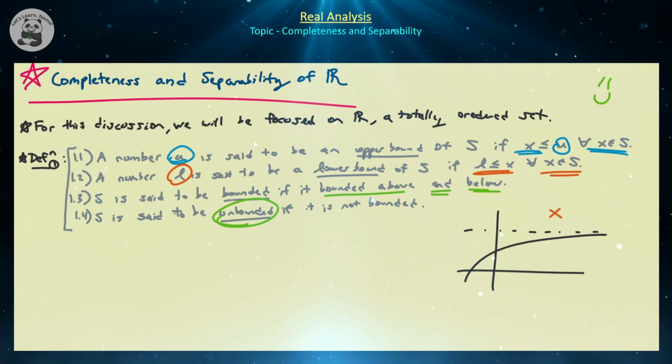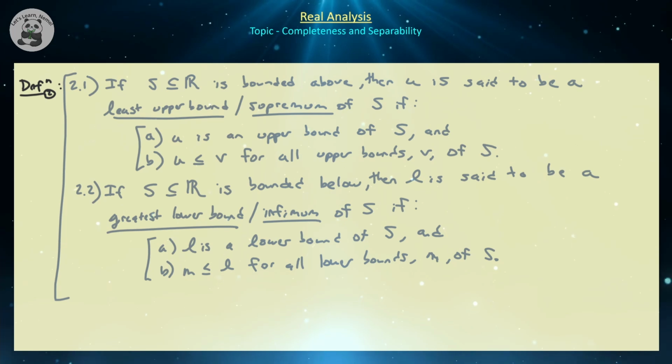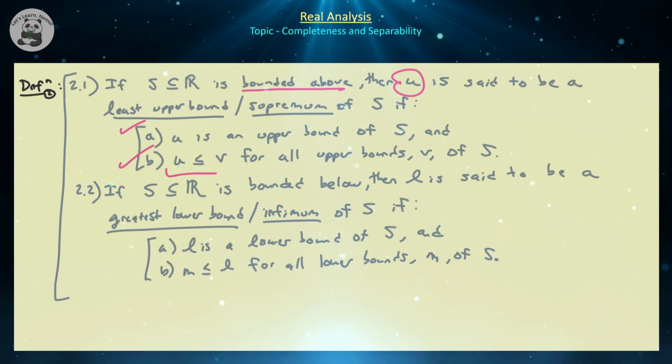So let's introduce another block of definitions before we start getting into our theorems. Now let us assume that S is a subset of the set of real numbers, and let's assume that it's firstly bounded above. Then U, let's assume that U is an upper bound of S, is said to be a least upper bound, sometimes called the supremum of S, if it satisfies two criteria. The first is that it must be an upper bound of the set, and that upper bound must be less than or equal to all other upper bounds for that set, i.e. U is less than or equal to V for all upper bounds V of S.